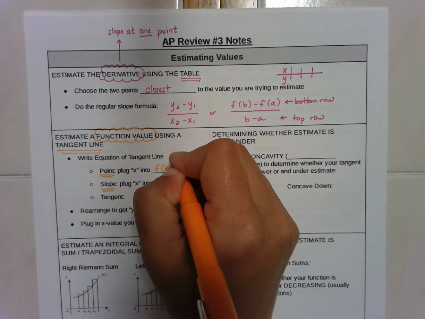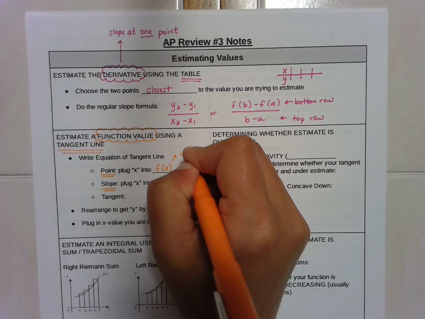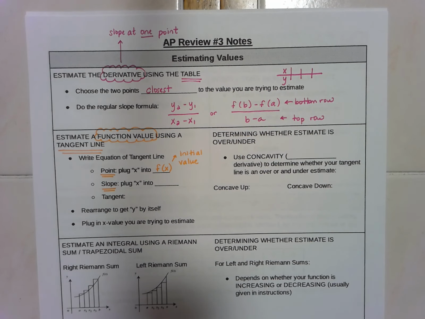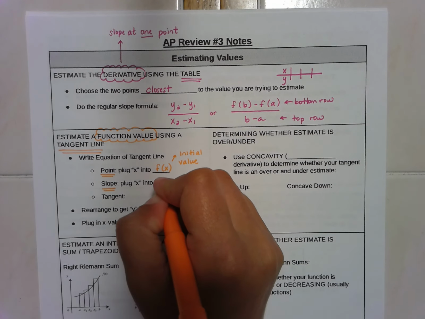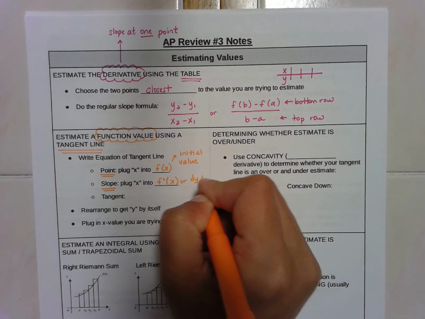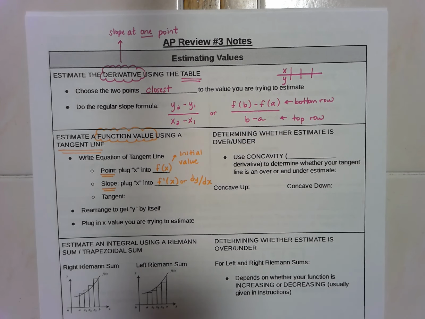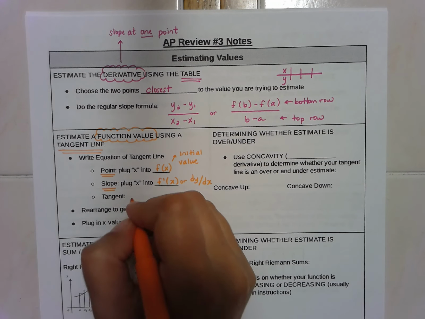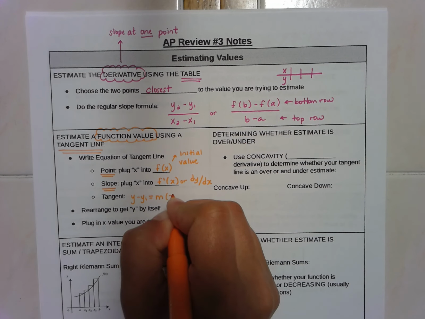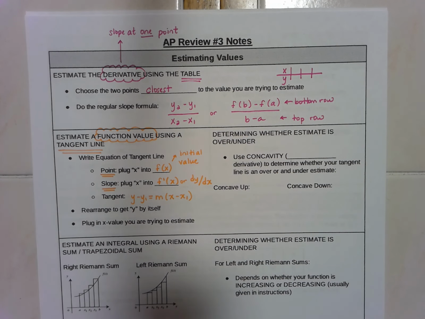Now, sometimes this is given as an initial value in the problem. So sometimes in the directions, they will actually tell you the y value for that x value. Other times you may need to actually plug that x into an equation or find that value in a table somewhere. To get the slope, you plug the x into the derivative, or sometimes that is written as dy over dx, but you actually need to plug in your x value. And then you write the equation of your tangent line using point-slope form. So that would be y minus y1 equals m parentheses x minus x1.